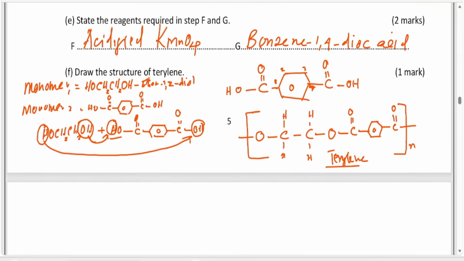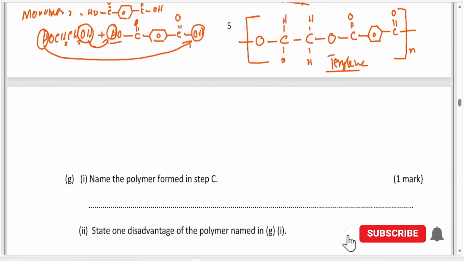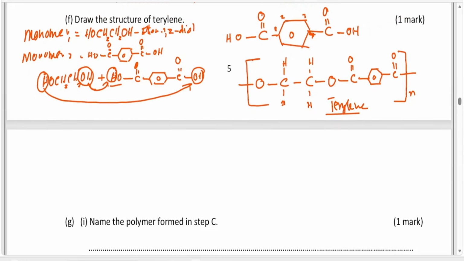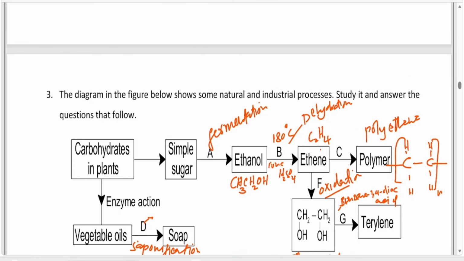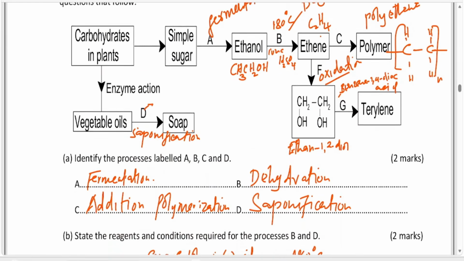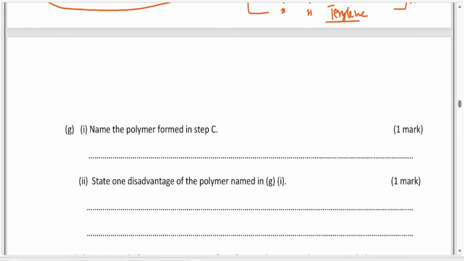Let's now move to the next question. Name the polymer formed in step C. Let's look at step C. Our step C is the addition polymerization of ethene, and the polymer in step C is polyethene.